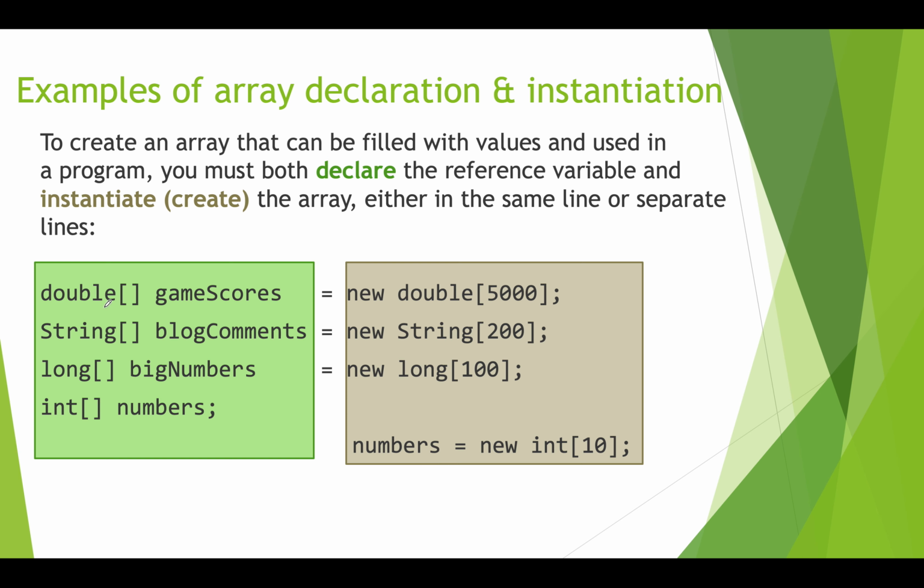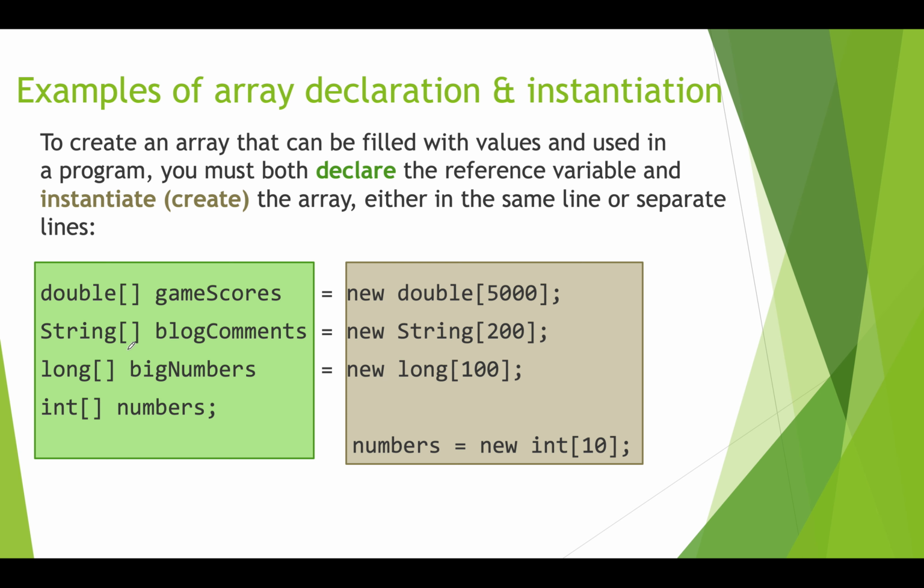In our first example, we're creating an array of doubles. We're calling it gameScores. So this is our reference variable that can point to an array of doubles. And over here, we actually create this new array of doubles, and we say we're going to have 5,000 values in it. Again, this is always going to be an int. We're going to say we want to be able to store 5,000 double values.